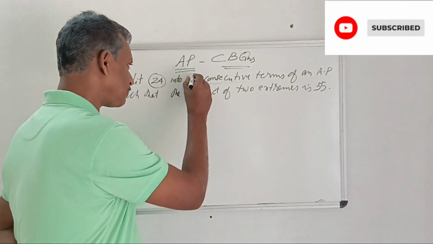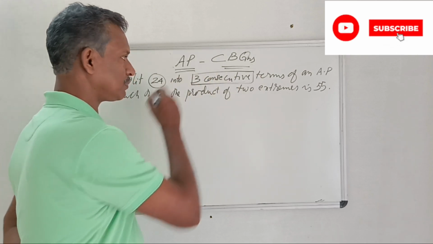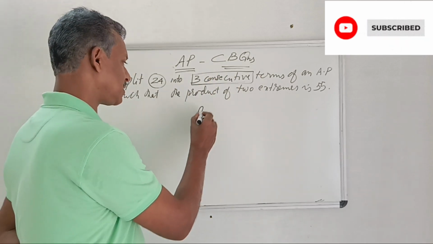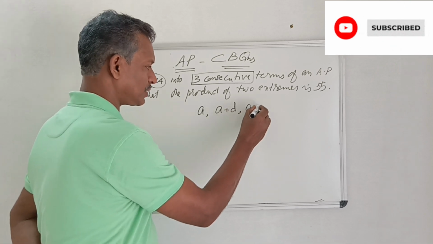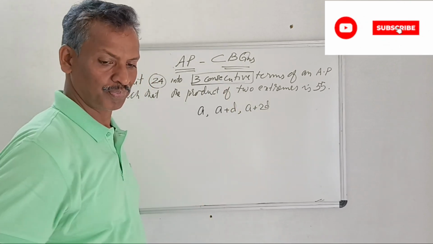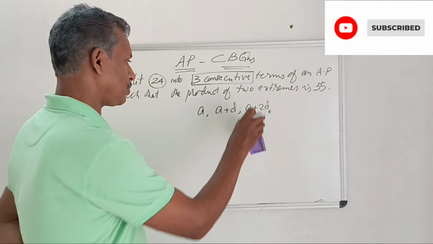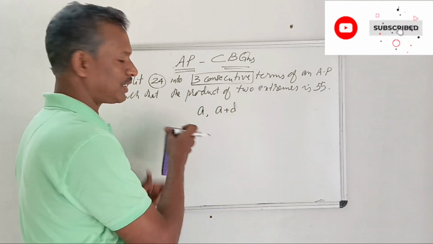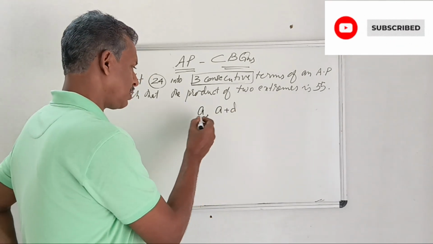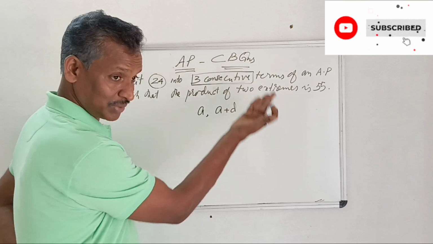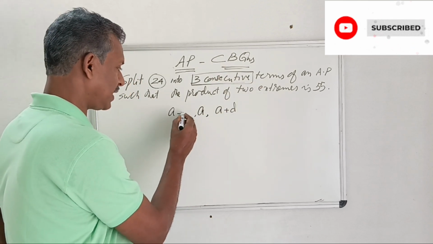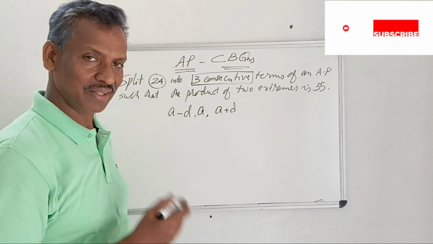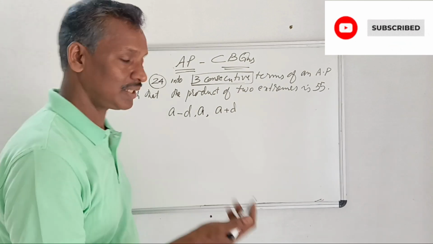Whenever it is speaking about 3 consecutive terms, you can take it like this: first term is A, second term is A plus D, and the third term is A plus 2D. You can take that and do it. But it is better you take it like this. If 3 terms are there, you take one term as A, the next term as A plus D, and before A the term is A minus D. If you take it like this, the problem can be easily solved.